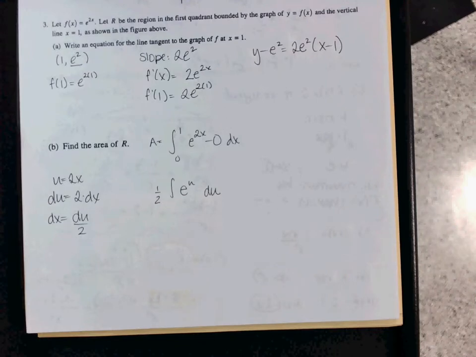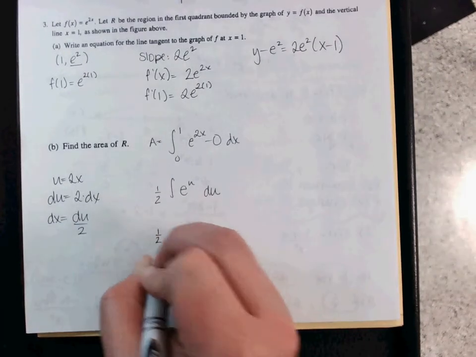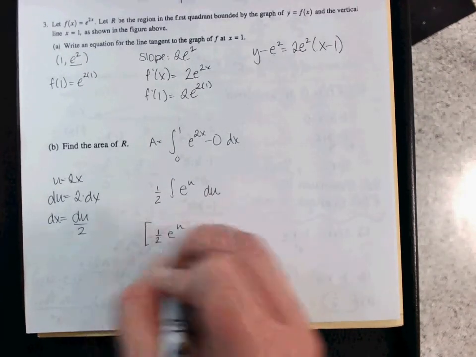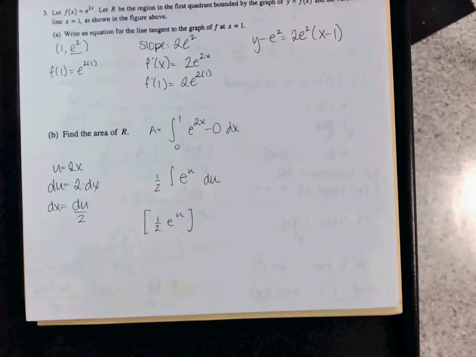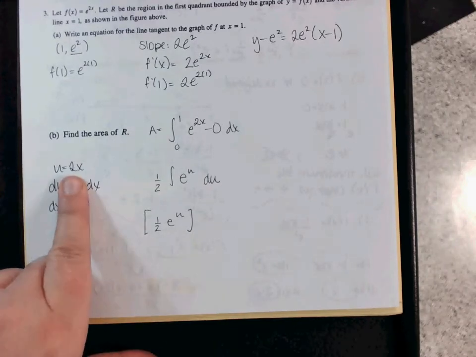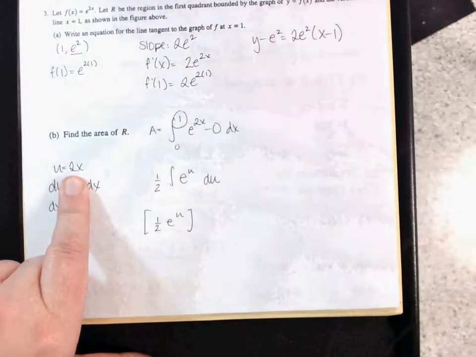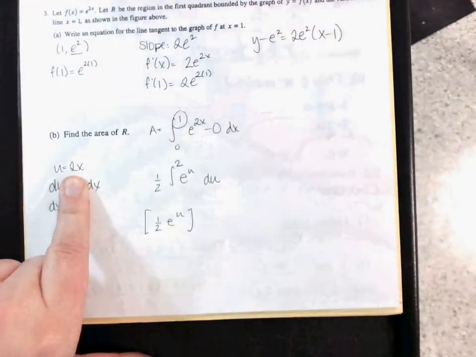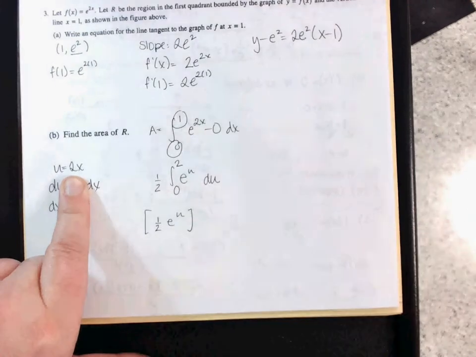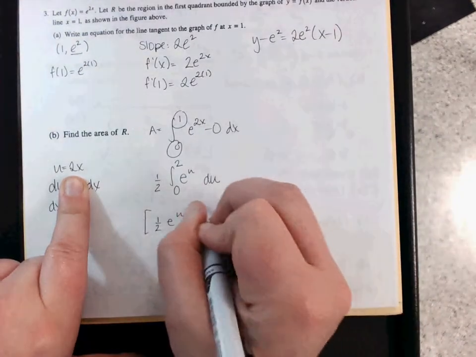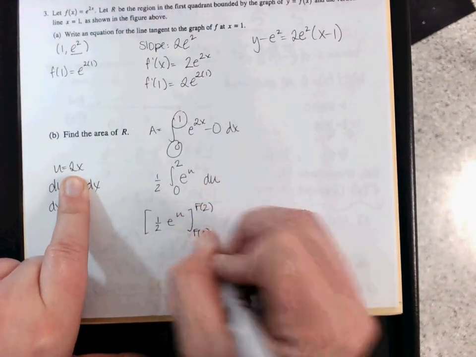What is the antiderivative of e to the u? E to the u again. And then you have two choices. You can go back to your old endpoints, or you can change them. I'm going to change them, but it's not wrong if you want to go back. So if this was a 2x, what is 1 plugged into 2x? 2. This is a 0. What is 0 plugged into 2x? Still 0. Then I plug in 2 and 0, and then I subtract.